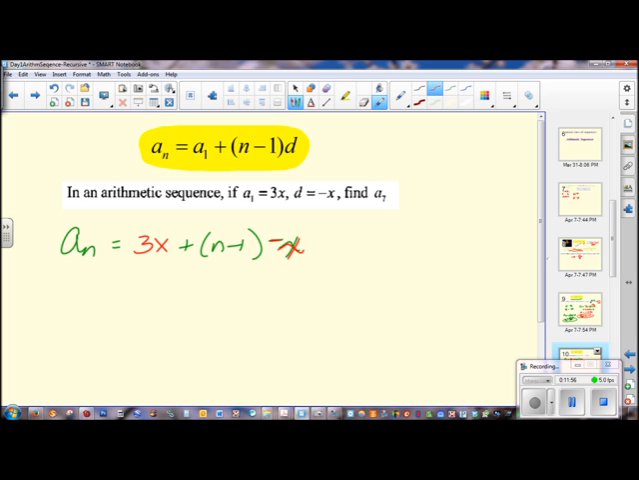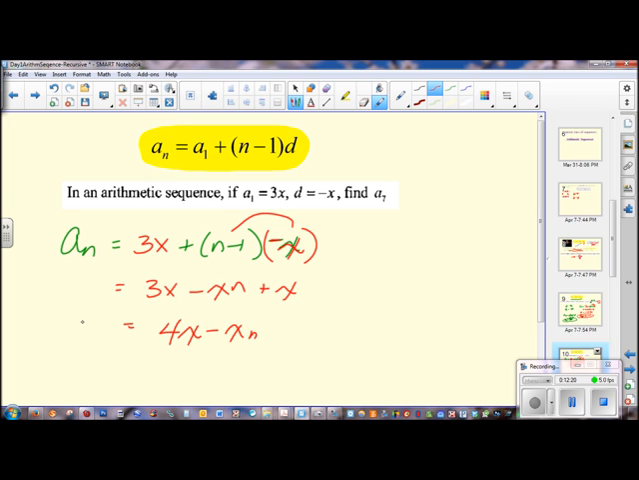But it's not minus x, we're multiplying by that negative x on the end. That's a multiplication in there. So now when we reverse distribute, minus x times n is minus xn. Minus x times minus 1 is plus x. And we'll clean this all up. We'll combine what we can. We can combine the 3x and the x will give me 4x minus xn.